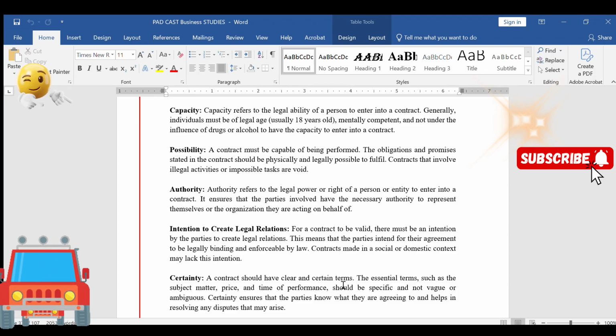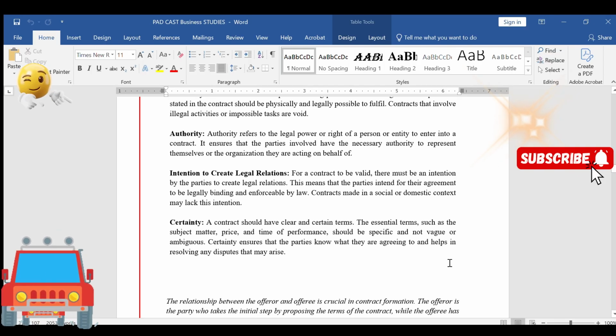Authority refers to the legal power or right of a person or entity to enter into a contract. It ensures that the parties involved have the necessary authority to represent themselves or the organization they are acting on behalf of.